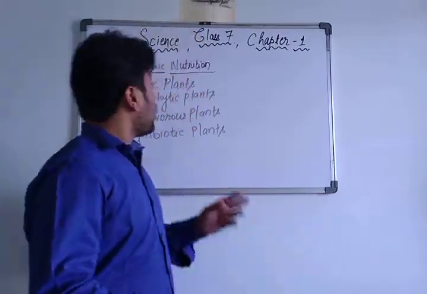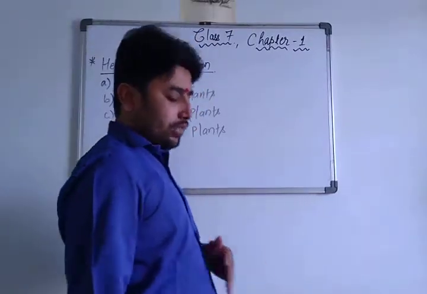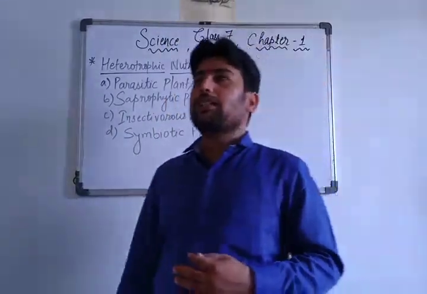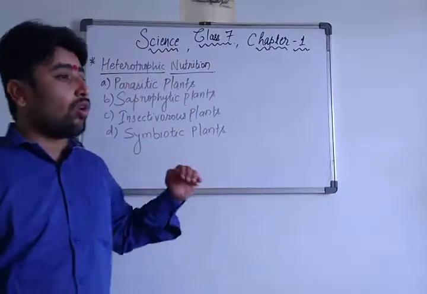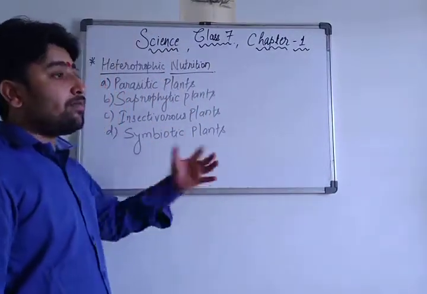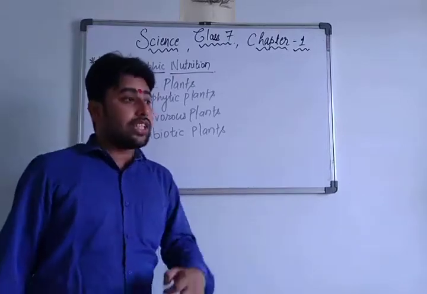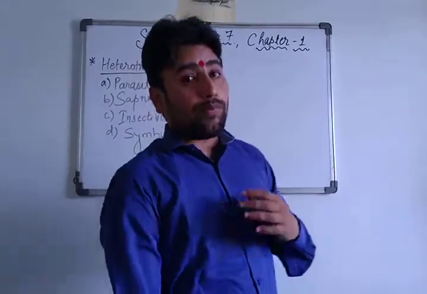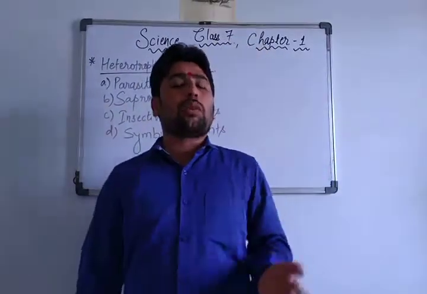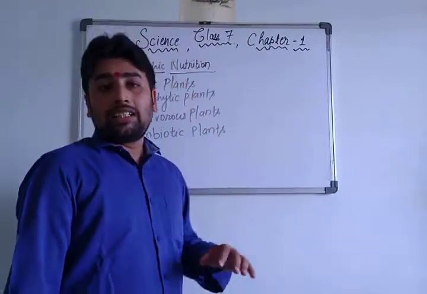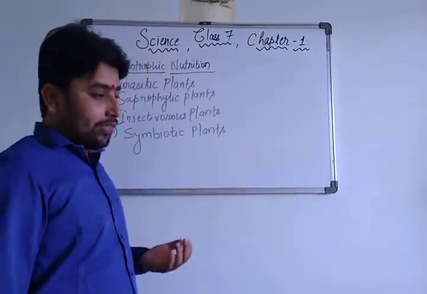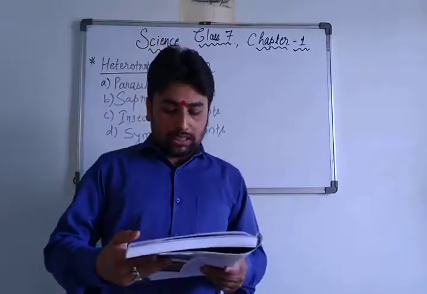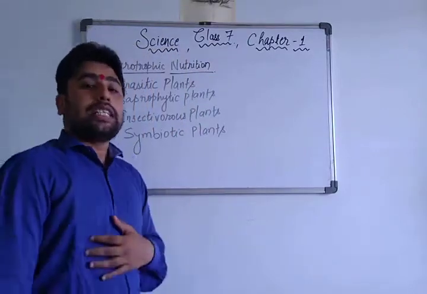Now let's come to the second point, saprophytic plants. What is the meaning of saprophytic? Sapro means decaying matter and phyto means plants. A plant which depends on a dead body or dead plant's body to get nutrition, so it can grow and develop, is called a saprophytic plant. Saprophytic plants get nutrition from dead or decaying parts so they can grow and develop. An example of a saprophyte is the mushroom, which gets nutrition from dead and decaying matter.